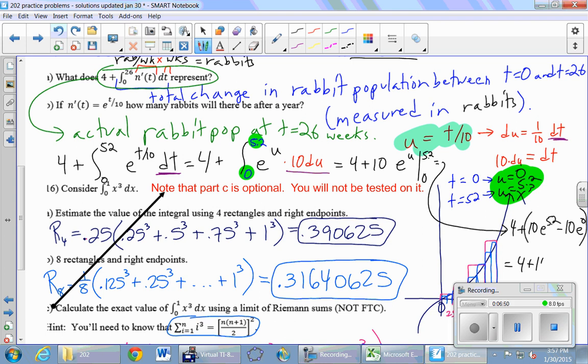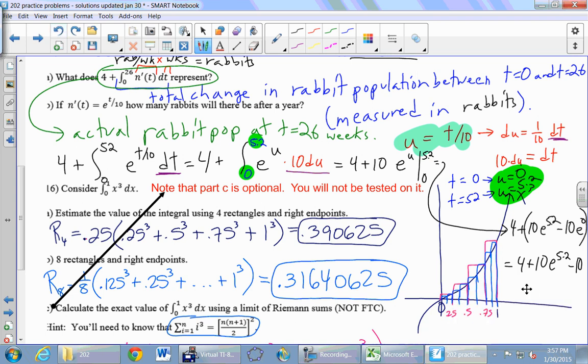So 4 plus 10 e to the 5.2, we're going to type in a second. E to the 0, it's really tempting to maybe just say anytime you plug 0 in for your variable, you get 0, but actually e to the 0 is not 0. E to the 0 is 1. So this is going to be a minus 10 here at the end. So last thing we can do before the calculator, I'll copy the 10 e to the 5.2, combine the 4 and negative 10, and this is the exact answer. 10 e to the 5.2 minus 6.